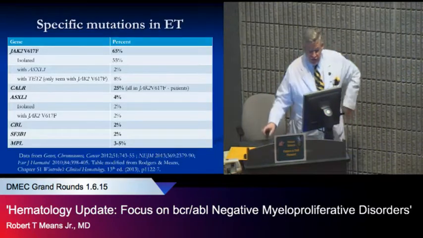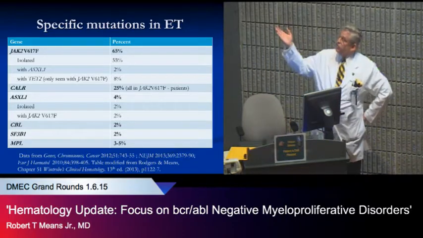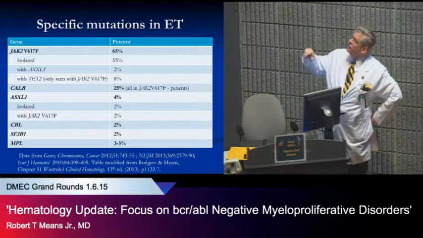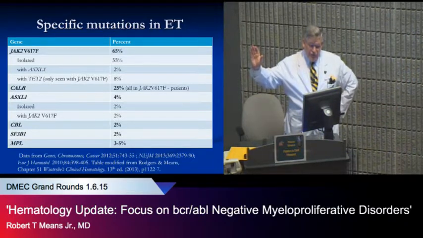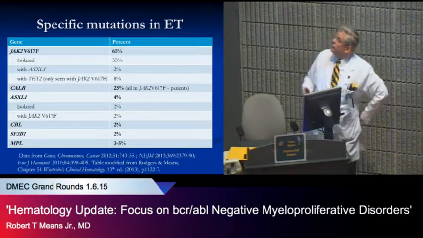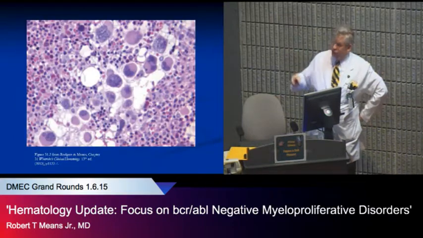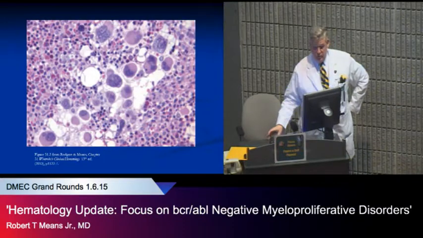So this is just a summary of the various mutations. There are a number of other mutations that are minor. Most of them are seen in the context of other mutations. This is just here for completeness and has been modified to reflect some recent data. So this is a typical essential thrombocythemia bone marrow.